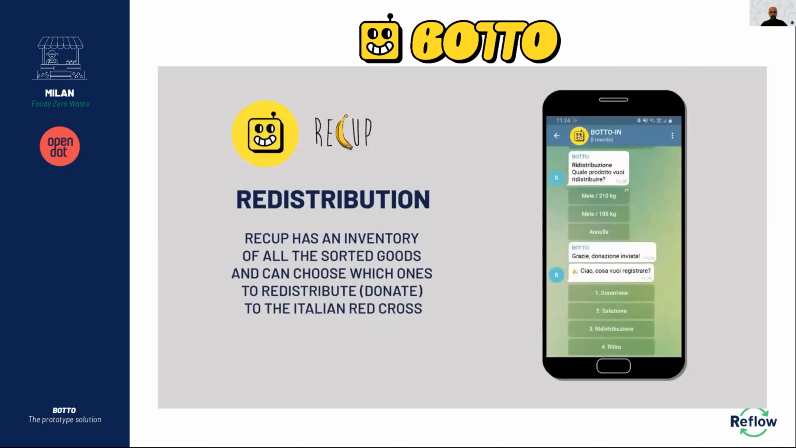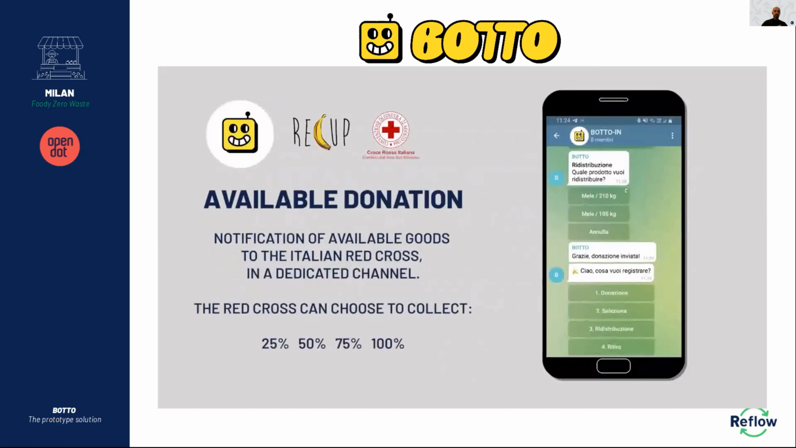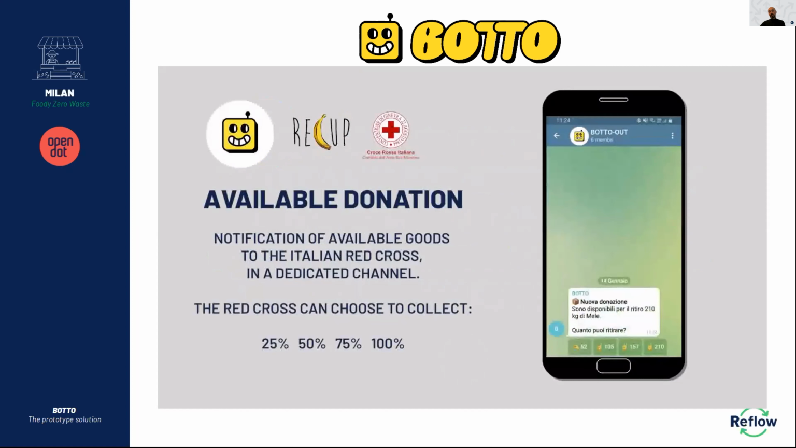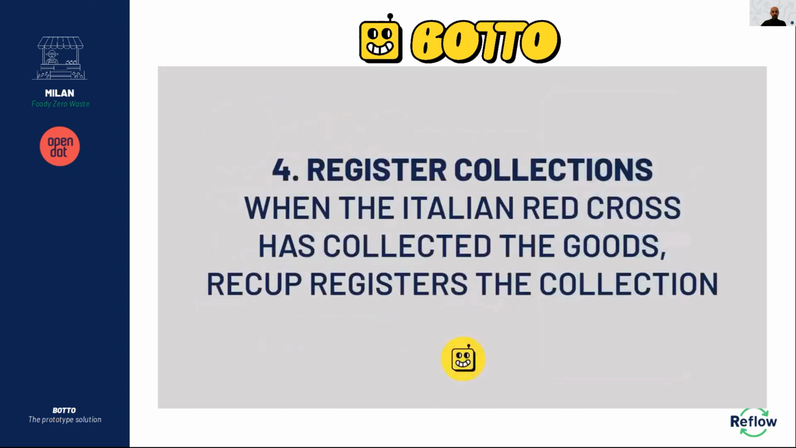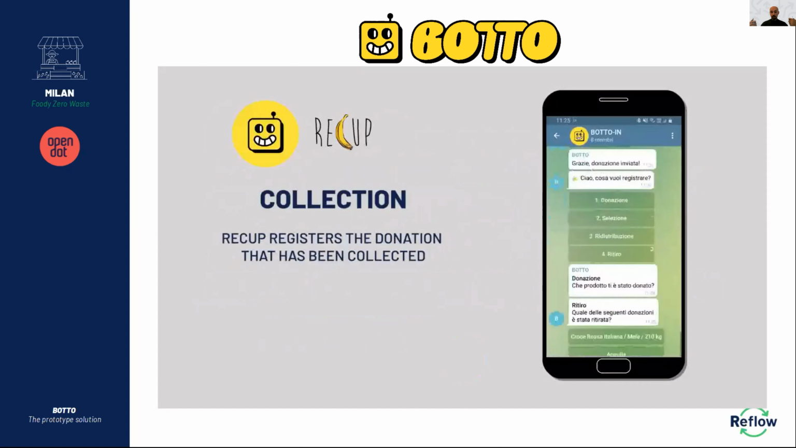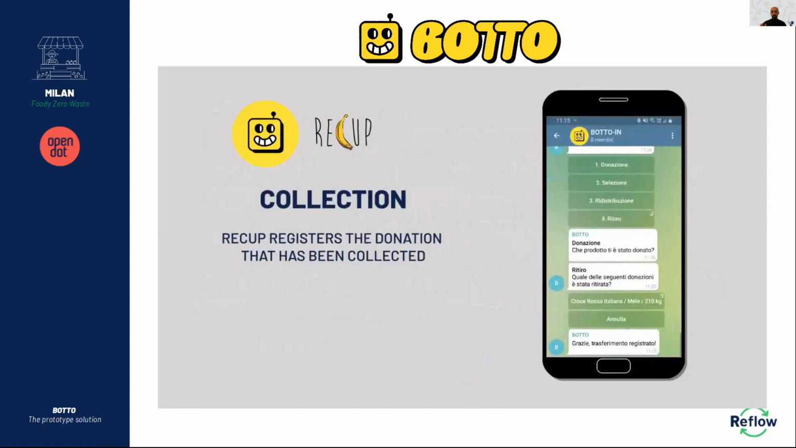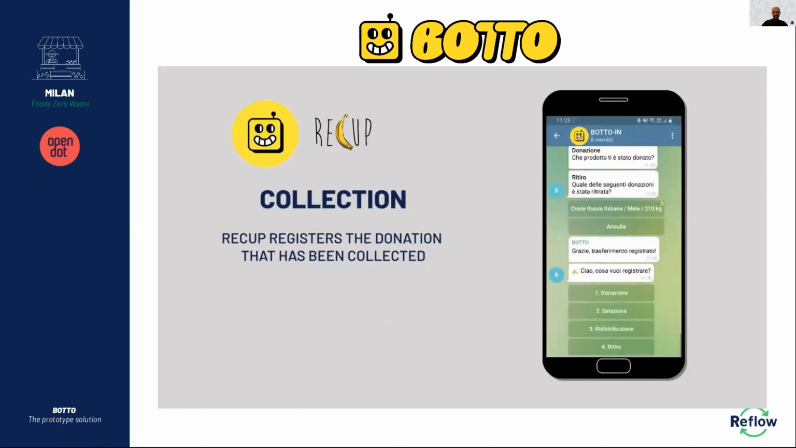When you've done this step, the message goes to the next Telegram bot, in which you don't have just Recoup, but also the external associations, such as the Red Cross, that get a notification about how much food is available. If you accept it, then this transaction will be recorded when you actually collect it. So everything is double checked and everything is tracked. And this is the big improvement in the process.